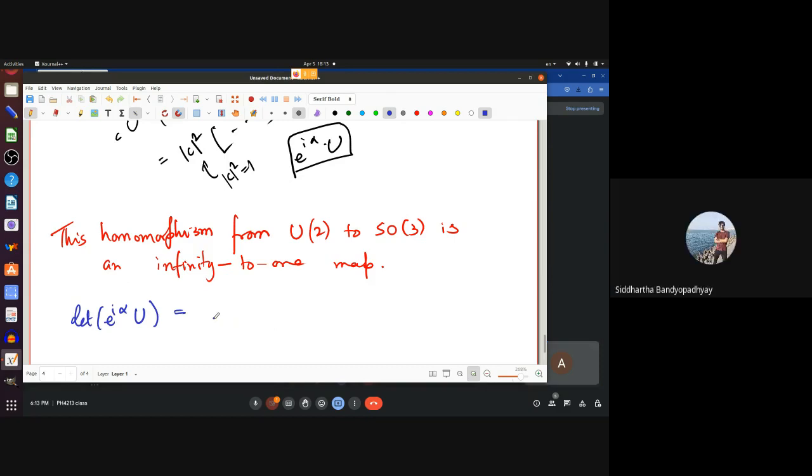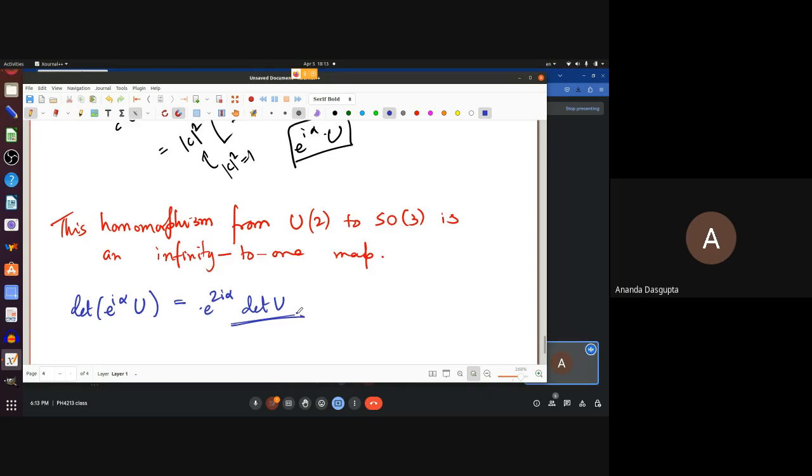E to the power i alpha times the dimension, raised to the dimension. Can you repeat slowly? E to the power i alpha is a scalar. Yeah, that will come out with the power of the dimension. What is the dimension? U is 2. So it is e to the twice i alpha. The determinant changes by e to the twice i alpha.